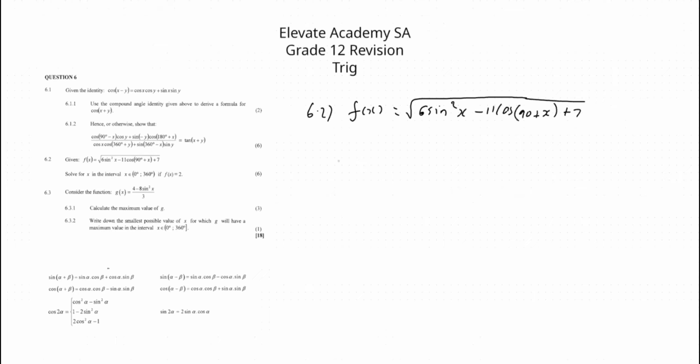So I'm just going to swap the order. So basically we have 6 sine squared x minus 11 cos 90 plus x plus 7 equals to, no, sorry, not 0, equals to 2, because they told us that f of x is equal to 2. Now, we see we have a square root here. So the first thing we're going to do is simply square both sides.